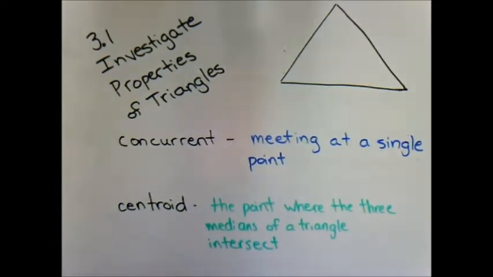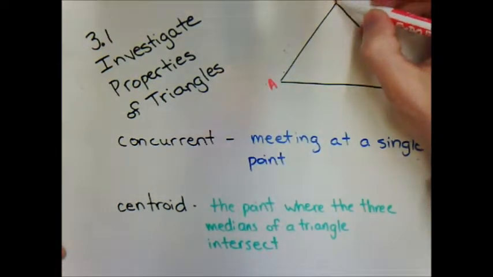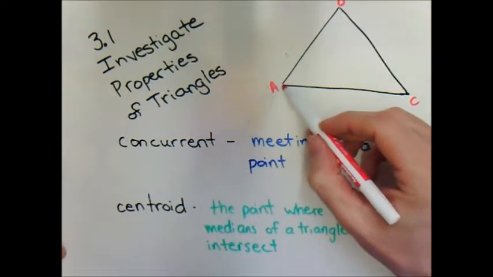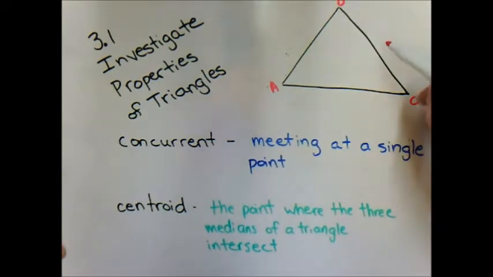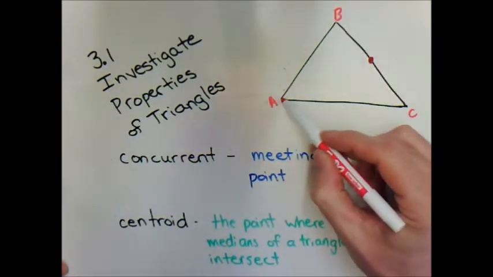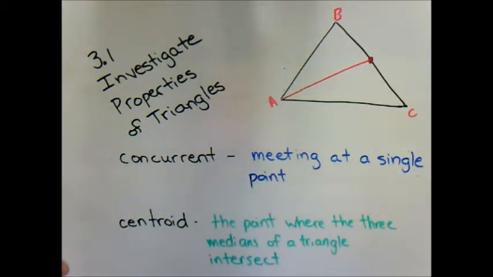Well, in order to draw that, we're going to have to review what our medians are. Remember, a median in a triangle goes from any vertex to the midpoint of the opposite side. So just a rough estimate here, I'm not measuring or calculating, but let's say this dot is the midpoint of BC, then the median from A will attach through the midpoint of BC.